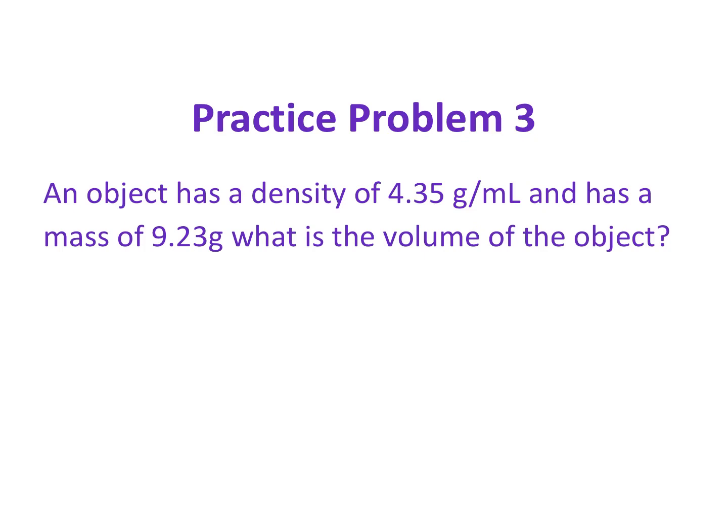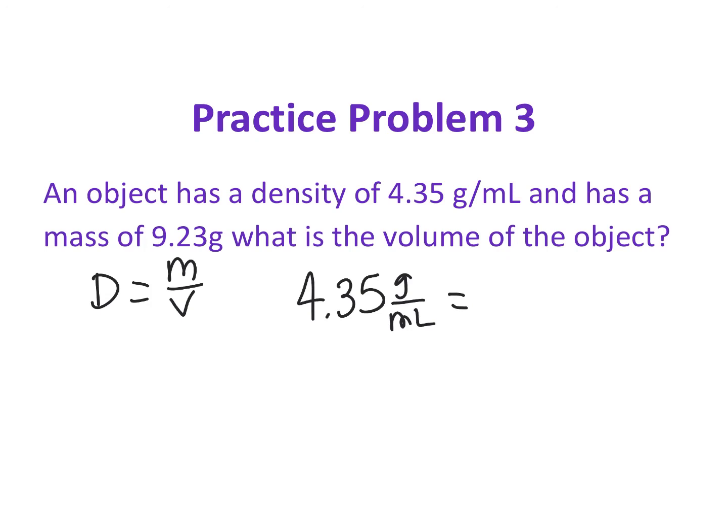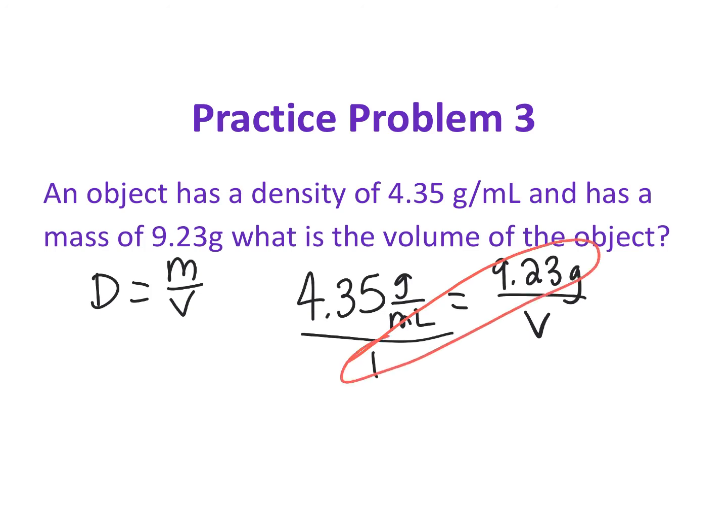Here's our last practice problem. Why don't you try and pause the video and do this in your notebook really quick, and then we can do it together. So let's write down our density equation. Density equals mass over volume. An object has a density of 4.35 grams per milliliter and has a mass of 9.23 grams over our volume, which we don't know. I'm going to put both sides over 1. Then we are going to cross multiply.